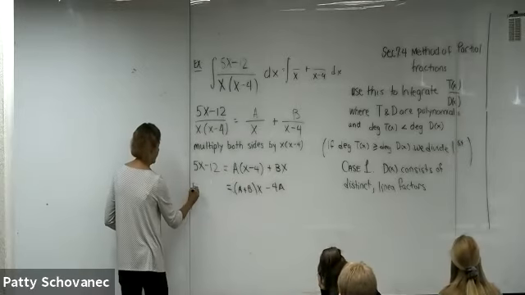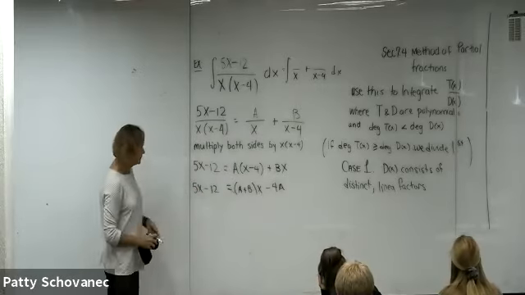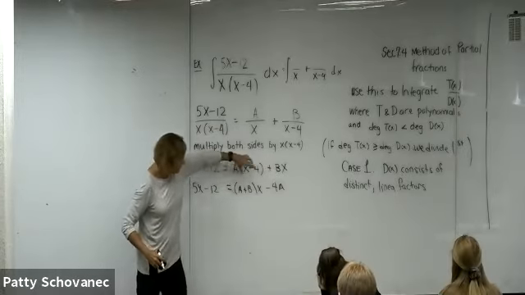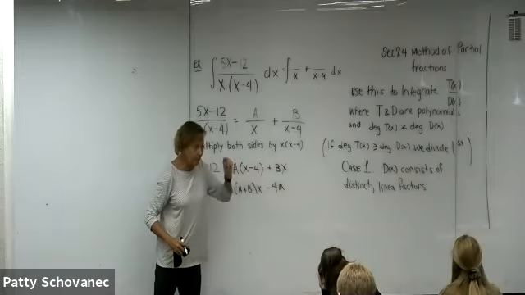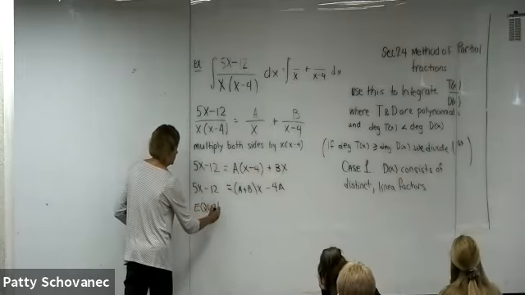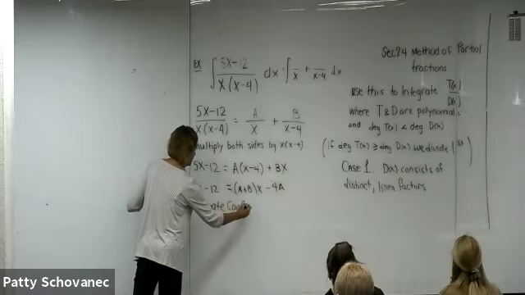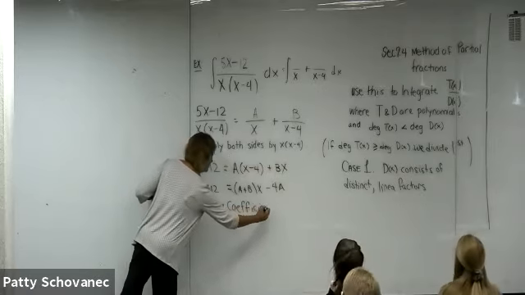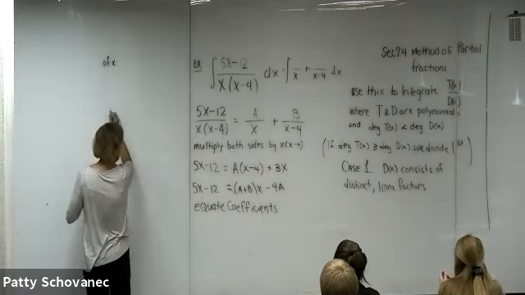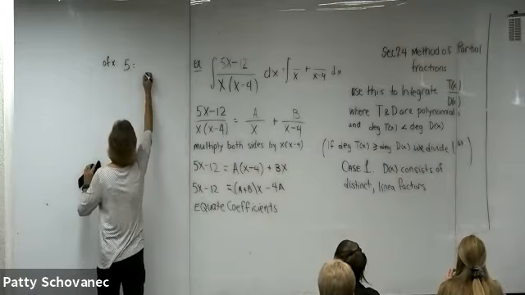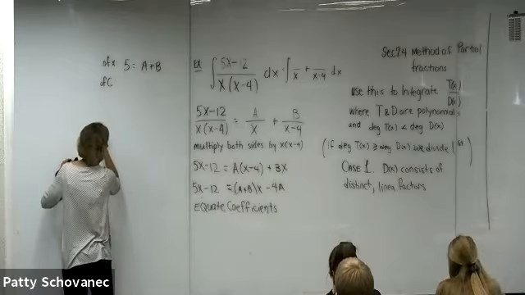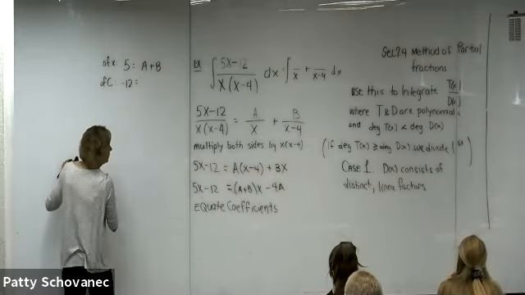And that polynomial over there has to be this polynomial over here, which means the coefficient of x here has to be the a plus b. The constant term here has to be the constant term there. So from here, we equate coefficients. So we have the coefficient of x. On the left, it's 5. On the right, it's a plus b. Of the constant. On the left, it's negative 12. On the right, it's minus 4a.